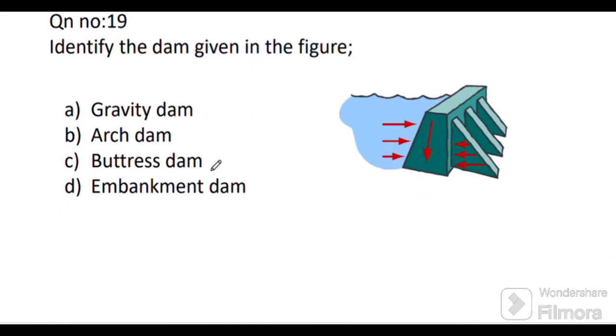Identify the dam given in the figure. Okay, gravity dam, arch dam, buttress dam, embankment dam. Okay, we know that this dam has supports. So this type of supported dam is called a buttress dam. So our answer is option C, buttress dam.